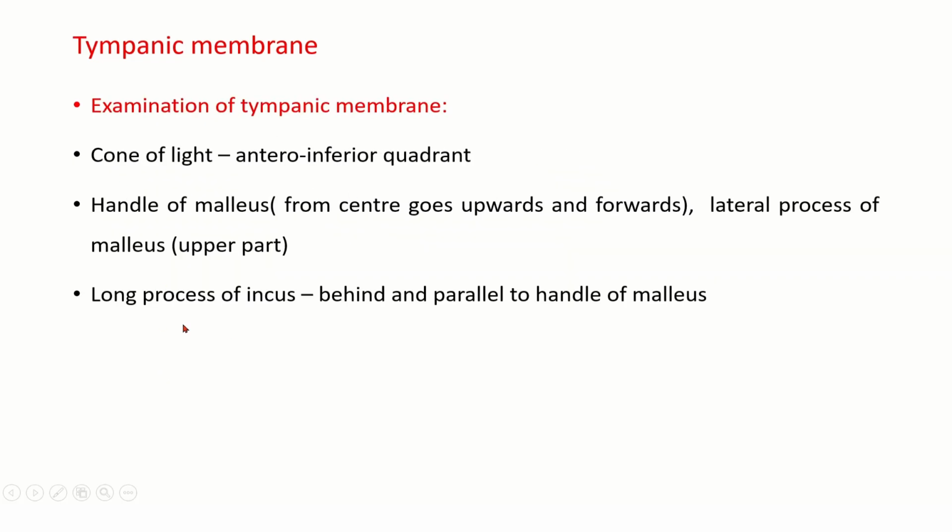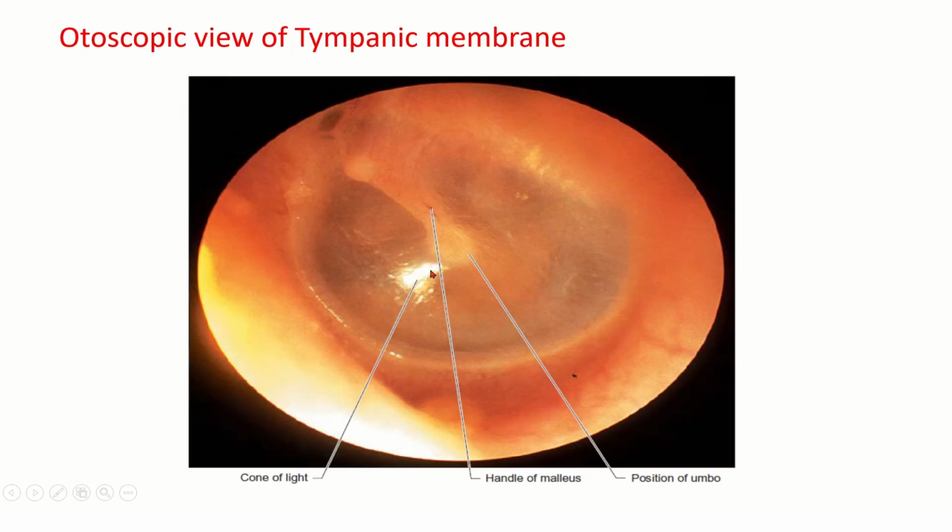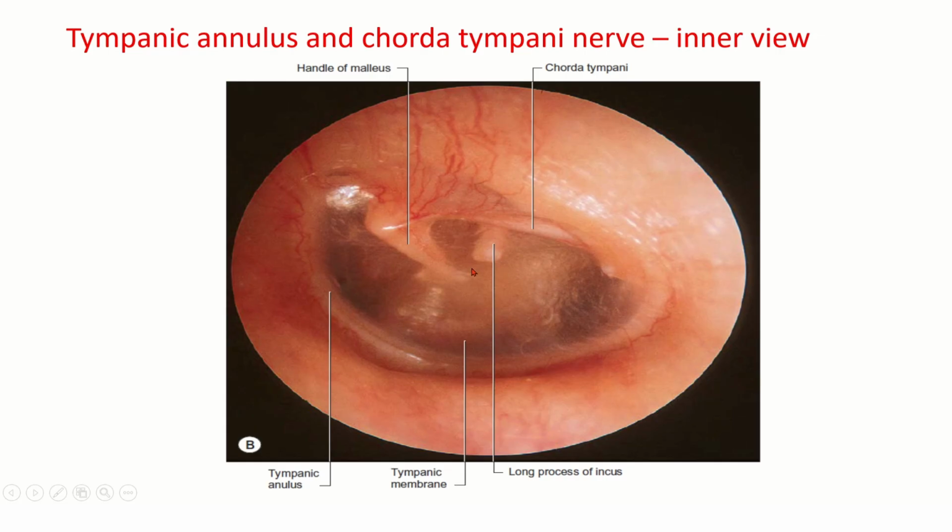On examination from outside, there will be a cone of light in the anterior inferior quadrant, and there will be the handle of malleus and long process of incus. You can also see the lateral process of malleus. We can see here, this is the cone of light in the anterior inferior quadrant. This is the handle of the malleus. This will be the lateral process of the malleus, and here this will be the long process of the incus. From the interior view, you can see this is the handle of the malleus. This will be the long process of the incus. You can see the chorda tympani nerve within the recess of the tympanic membrane.